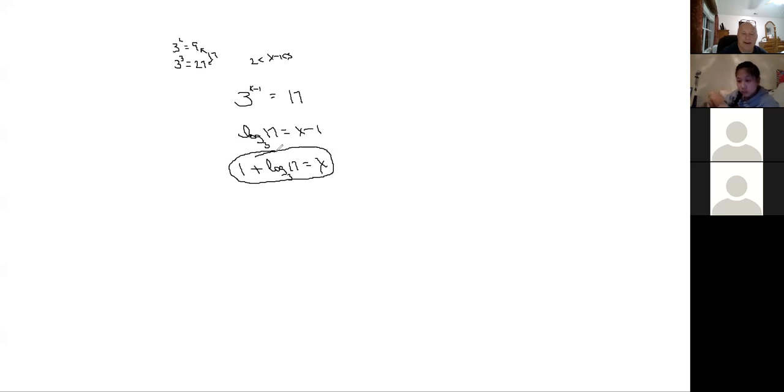And that number, I guarantee you, will be between 3 and 4, because there's an x minus 1 there. So log base 3 of 17 is going to be 2 point something, and then plus 1 will be 3 point something. But when you go back and subtract 1, it'd be between 2 and 3. 3.5. How much? 3.58. Yeah.